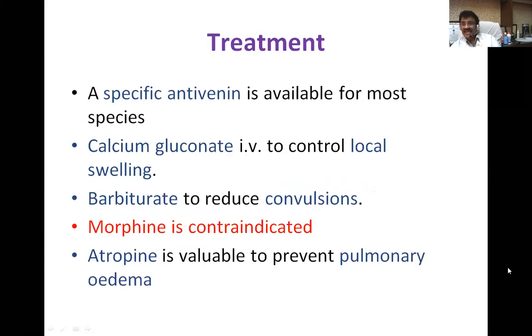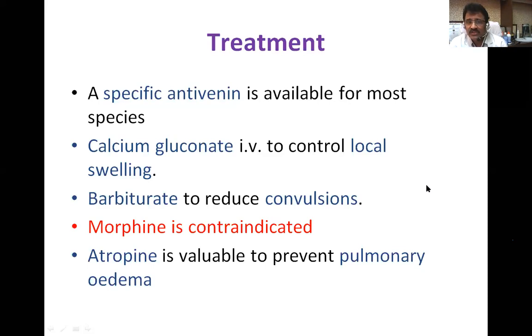And specific antivenin is also available for most of the species. Like, see how we have an antivenin for snake bites. We call them ASV, anti-snake venom, or antivenin. So similarly, there is specific antivenin for most of the species of scorpion bite. And plus calcium gluconate can be given intravenously to control the local swelling at the site where the scorpion has bitten.